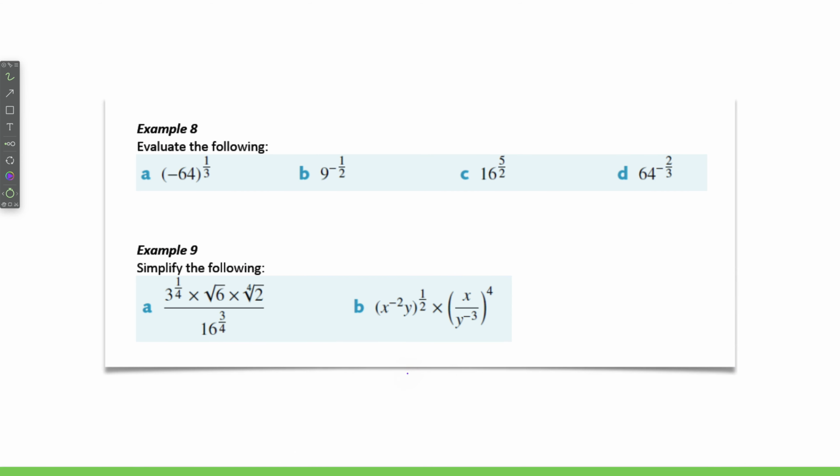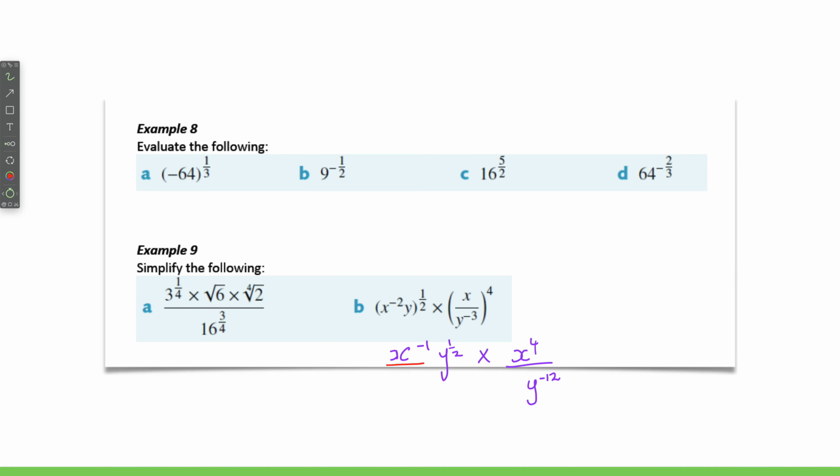For part B, very similar idea. I'm just going to expand the powers in and then cancel out anything I can. So here I've got x to the power of a half times x to the power of 2 times a half. So 2 times a half is just 1, so that'll be x to the power of negative 1, y to the power of a half times x to the power of 4 on y to the power of negative 12.